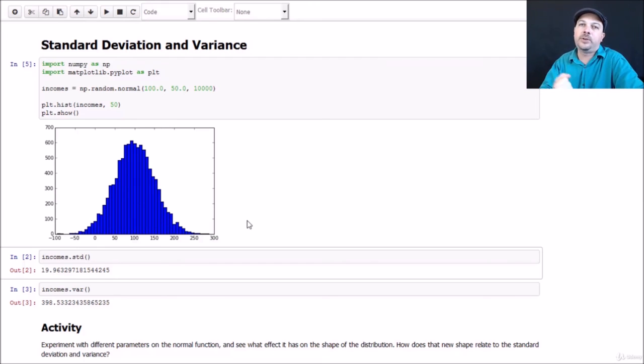This is the only way to really get an intuitive sense of standard deviation and variance. Mess around with some different examples and see the effect that it has. So play around with this a little bit. See you in the next lecture.